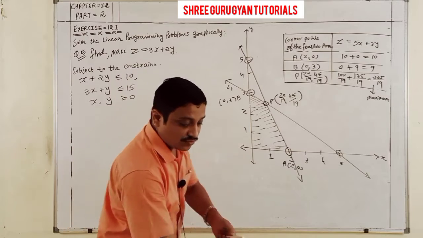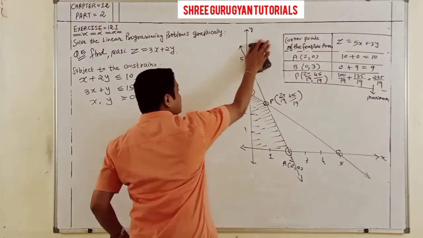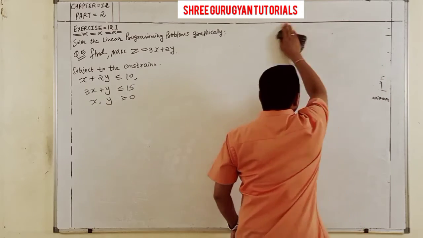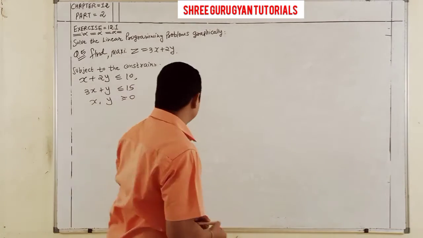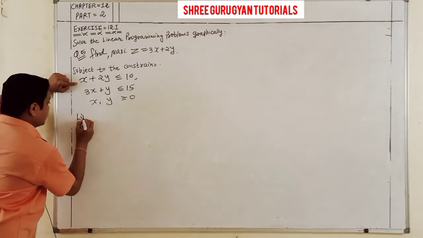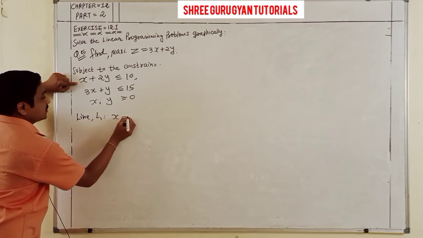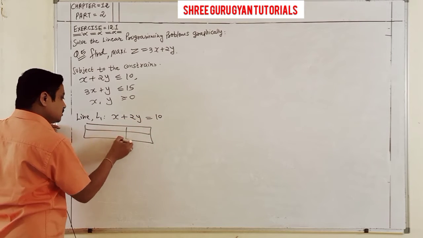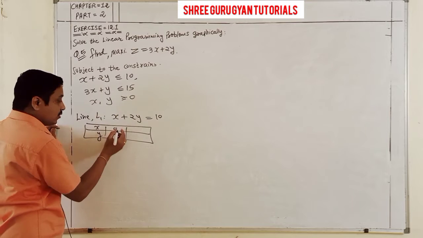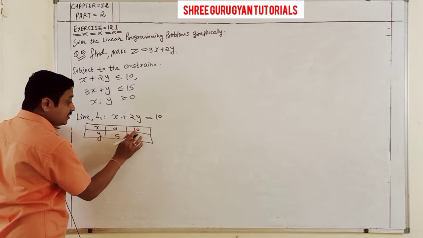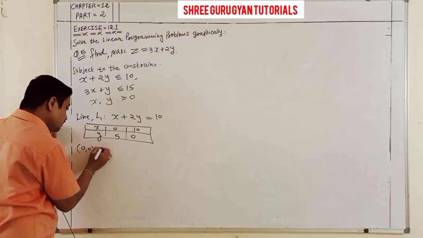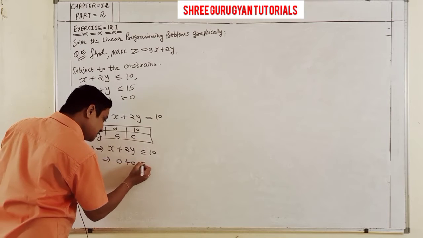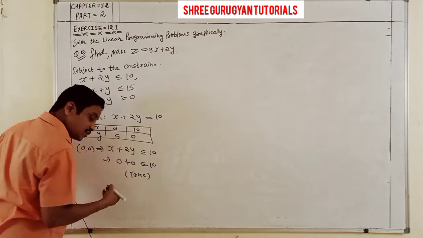Very easy, students. First of all, I will just plot my graph, and before the graph I will decide the points. So here take the L1 line, x plus 2y is equal to 10: simple, x = 0, y = 5, but y = 0, x = 10, and check the (0, 0) values. x plus 2y less than 10: 0 less than 10, which is true.